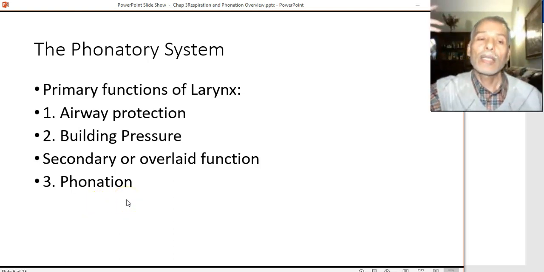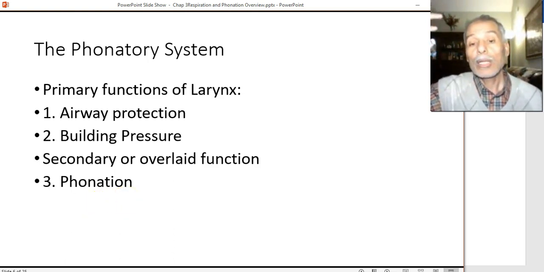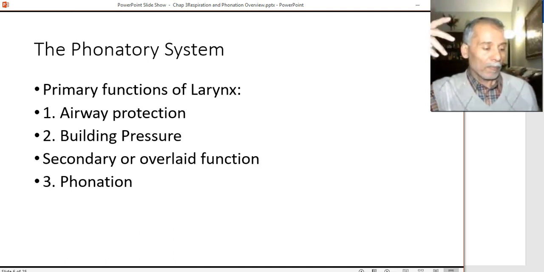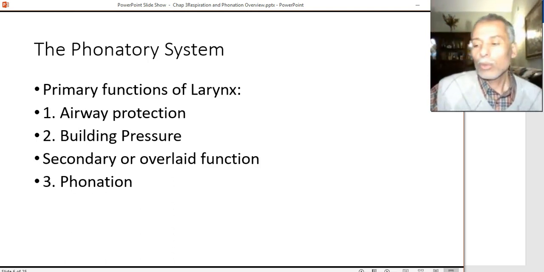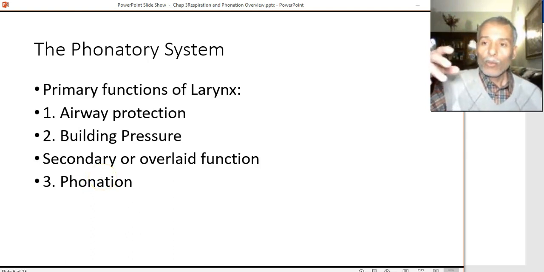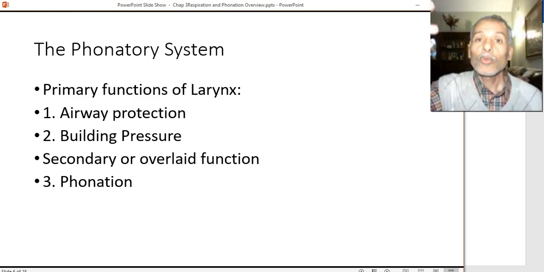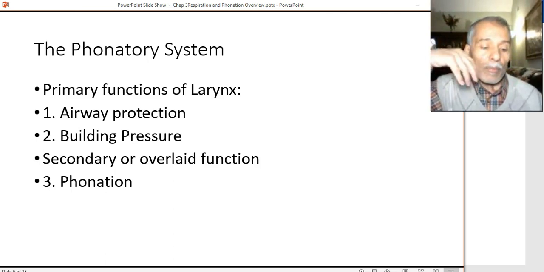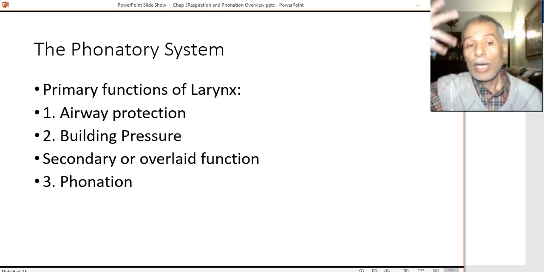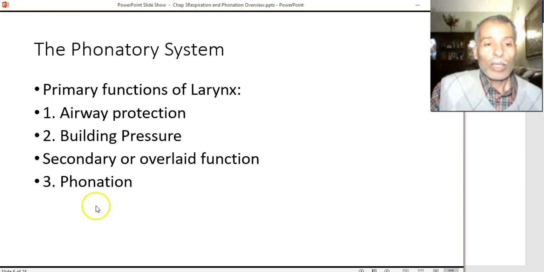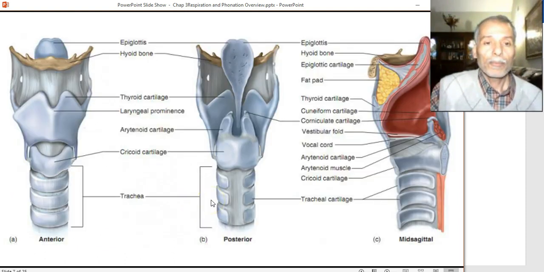The secondary function basically is phonation, which is secondary, obviously, because we can physically survive without having to speak, even though it would be very, very difficult. But speech is called an overlaid function because we have systems that we already use for survival and for other purposes. Now we use them for phonation as well, and since we adapt them for phonation purposes, we call it an overlaid function.